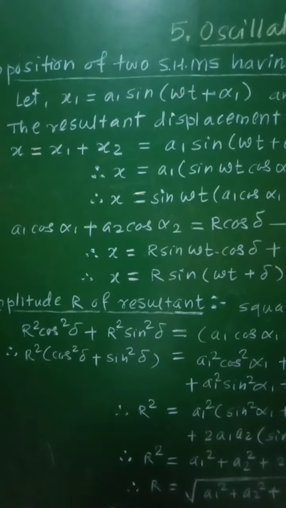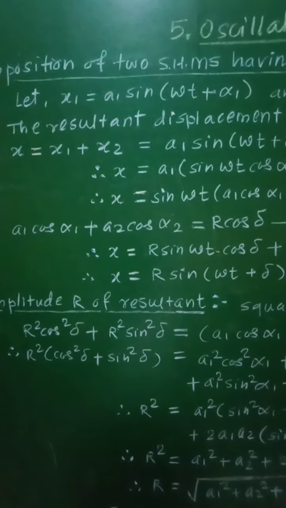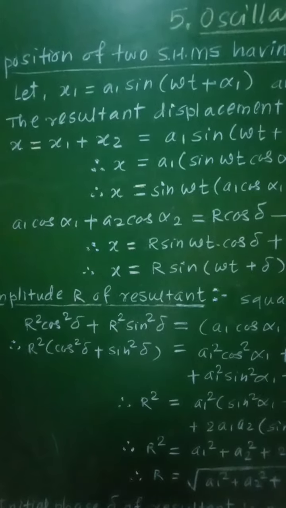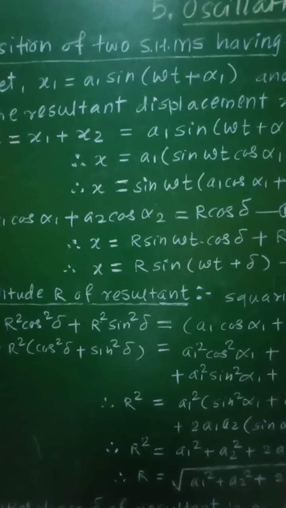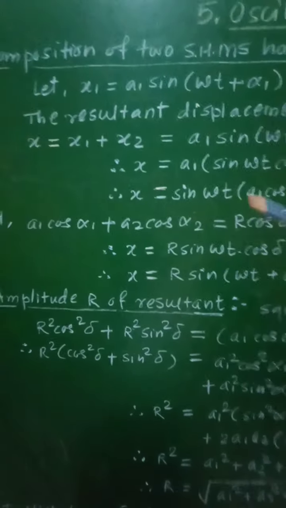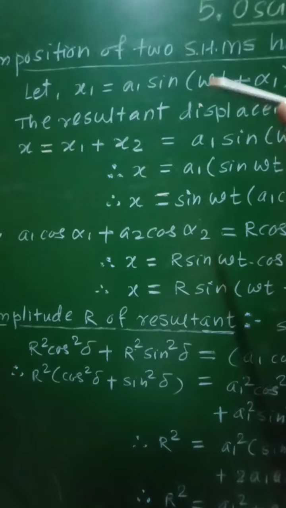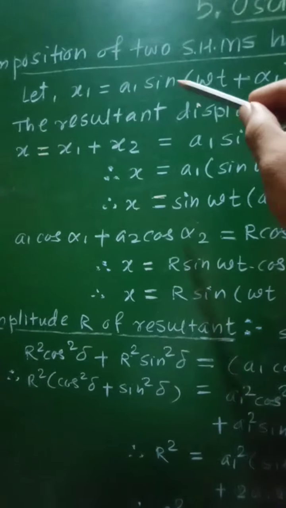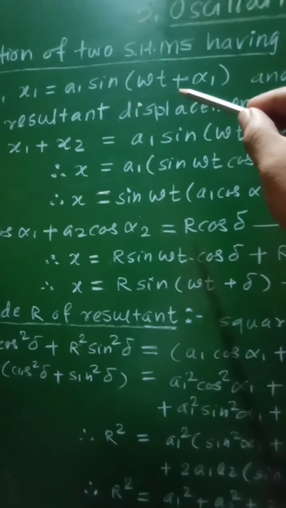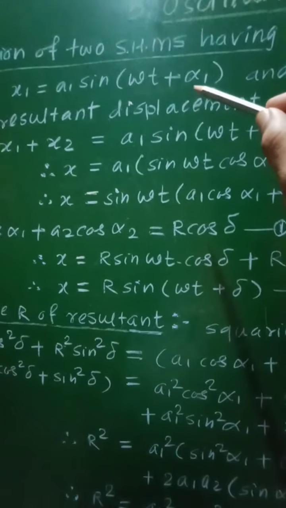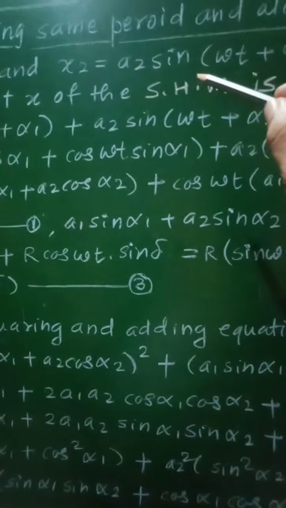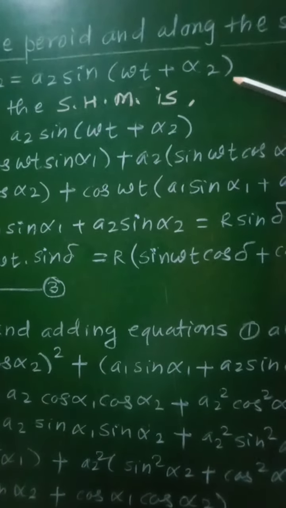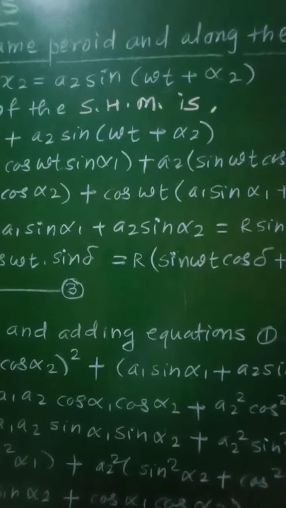So let us consider two SHMs which are having the same period and along the same path, but these SHMs will be having different amplitudes and different initial phases. Therefore, let us consider two displacements of the two SHMs, that is x1 equal to a1 sin(omega t plus alpha 1) as the displacement for the first SHM, and x2 equal to a2 sin(omega t plus alpha 2) as the displacement for the second SHM.